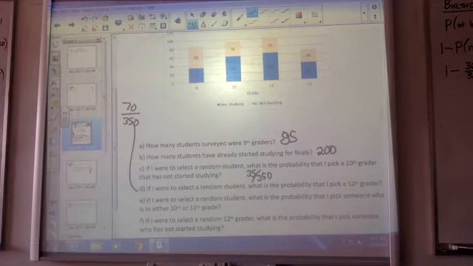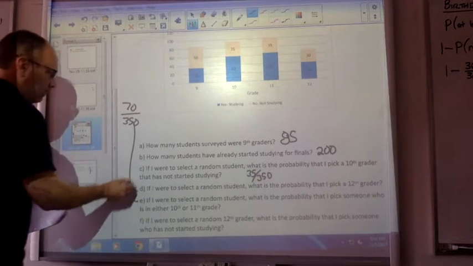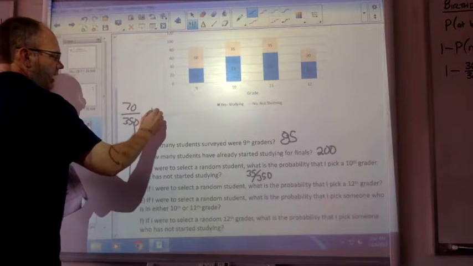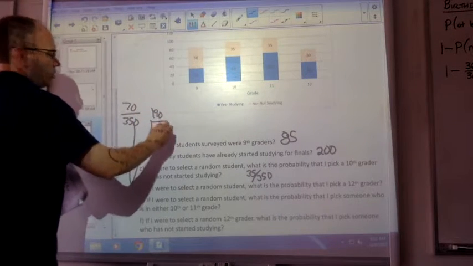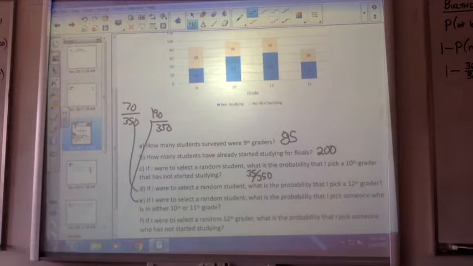Letter E. If I were to select a random student, what is the probability that I pick someone who is either 10th or 11th grade? So how many 10th graders are there? 95. How many 11th graders are there? 100. So 190. So letter E is 190 out of the 350 because it was the total of both.